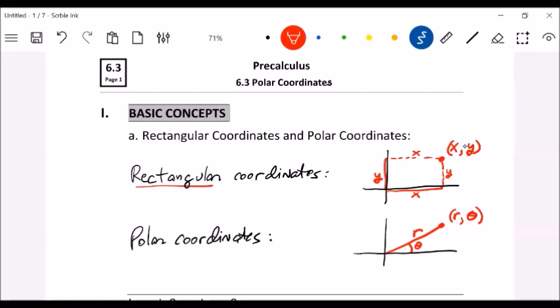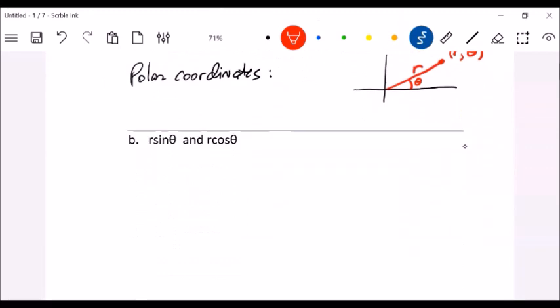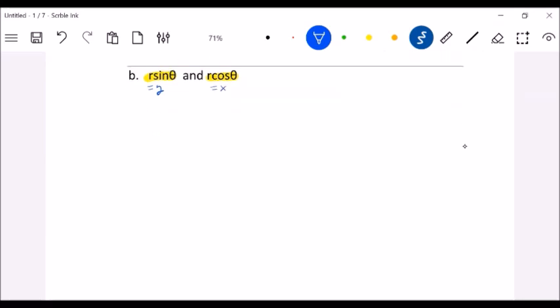Before it was X and Y, now it's R and theta. And we will use them interchangeably. Well, not quite. You will learn how to transfer from one to the other. And there's a few other things we'll do. One of the things is to identify the radius times sine theta and the radius times cosine theta. The reason for that is because the radius times sine theta is equal to y, and the radius times cosine theta is equal to x. Let me explain what I mean and show you how we derive that.